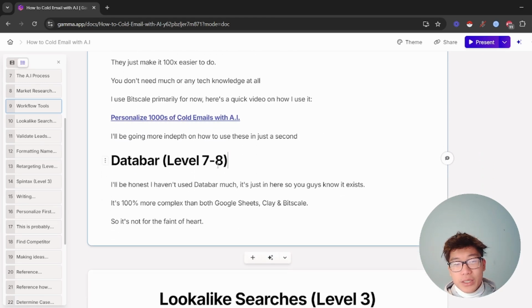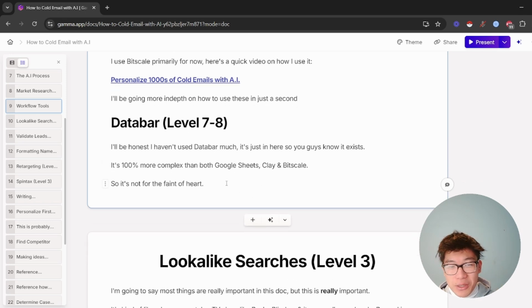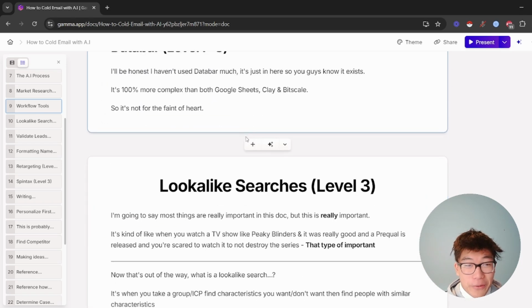And then Databar, which is about a level 7 to a level 8. I'll be honest, I haven't used Databar much. It's just in here so you know it exists. It's more complicated than Google Sheets, Clay, and Bitscale because I've looked at it. So it's not for the faint of heart, but if you think it's up your alley, go have as much fun with it as you like. But with these other three, you'll be fine.